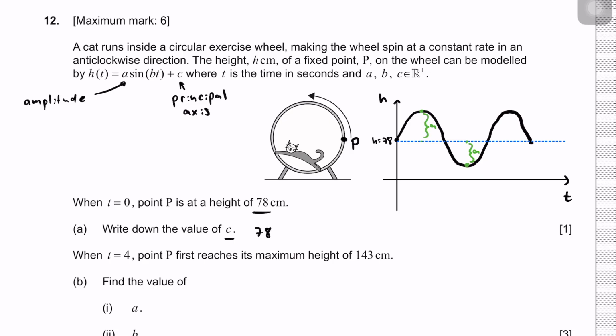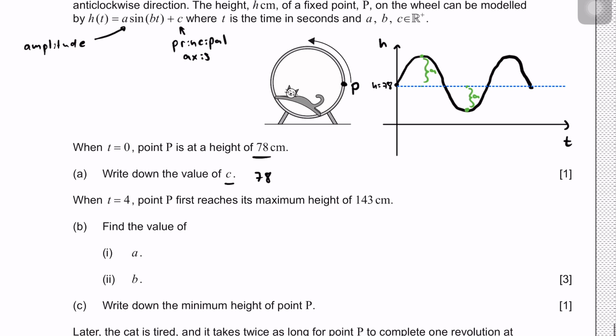In this case, the midline is at 78, the maximum is at 143. So what is A? The distance here of 143 minus 78. And in this case, that would be 65. So 65 centimeters.